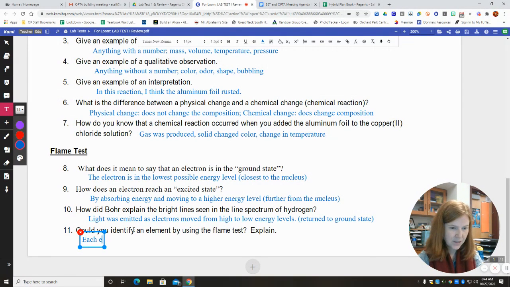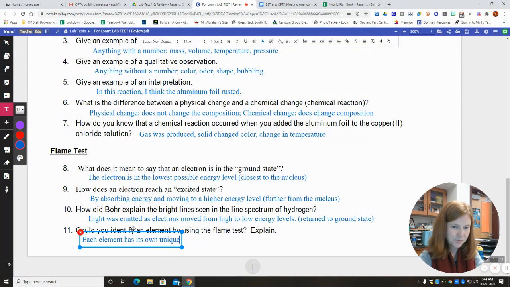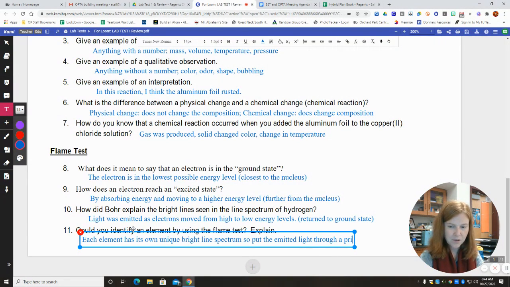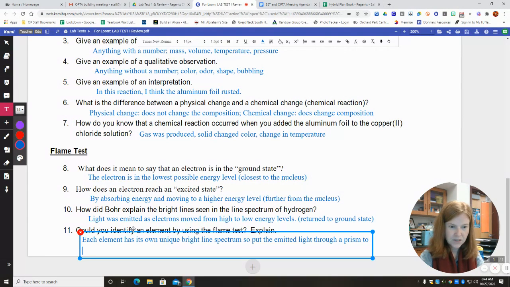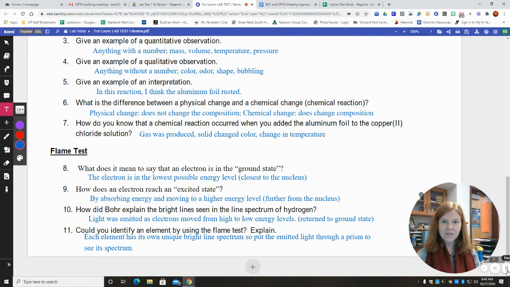I'm going to say each element has its own unique bright line spectrum. So put the emitted light through a prism to see its spectrum. Okay? Something along those lines. All right, guys, so that is everything that's on this review sheet, and that is everything that's going to be on the lab test.